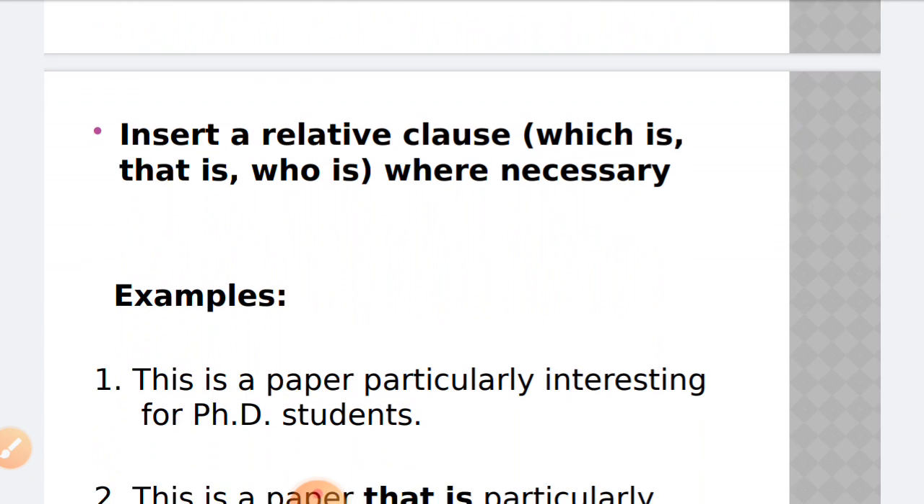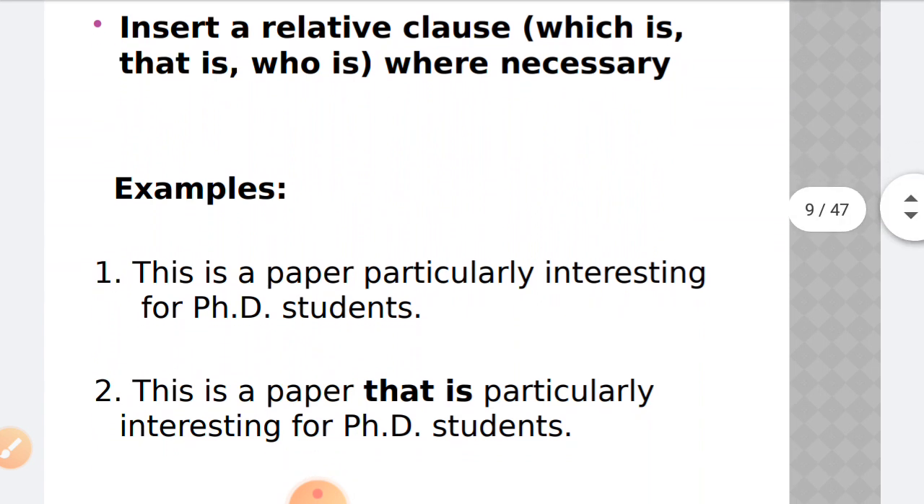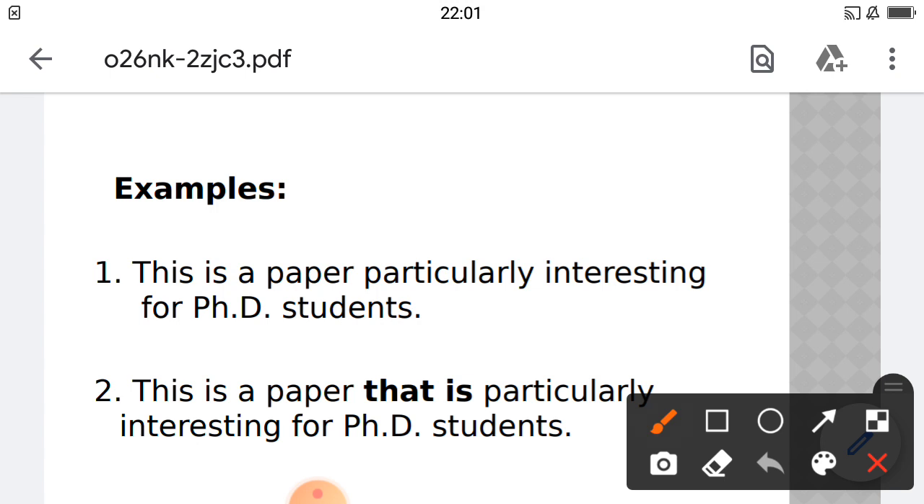Insert a relative clause such as which is, that is, who is, wherever necessary. Using a relative clause makes the meaning in the sentence more clear. Sentence 1: This is a paper particularly interesting for PhD students. Sentence number 2: This is a paper that is particularly interesting for PhD students. Sentence number 2 sounds more appropriate. Hence, we should follow such kind of word order.